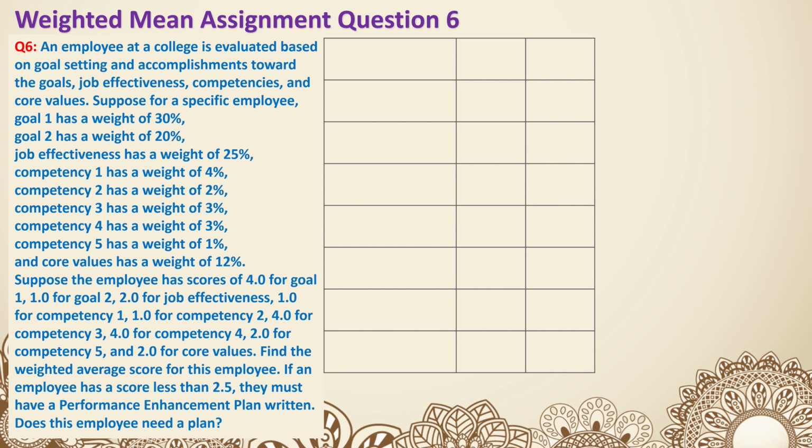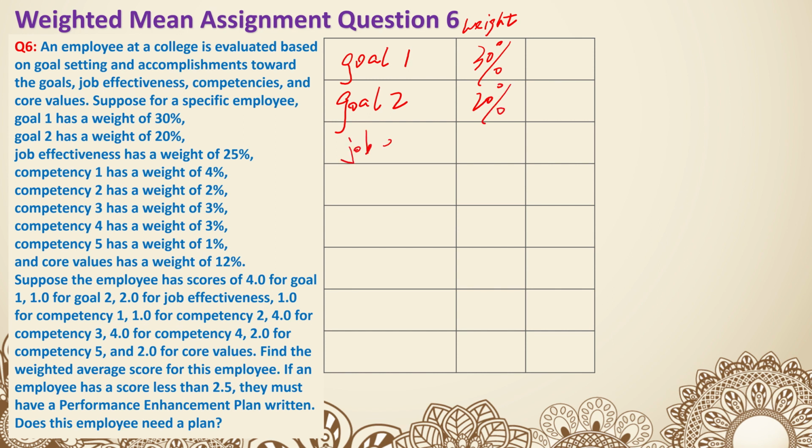An employee at a college is evaluated based on goal setting and accomplishments toward the goals, job effectiveness, competency, and core values. Suppose for a specific employee, you have goal 1, goal 2, job effectiveness, competency 1, 2, 3, 4, 5, and core values. So let's actually label them now. Goal 1 is weighting as a 30%, and then goal 2 is 20%.